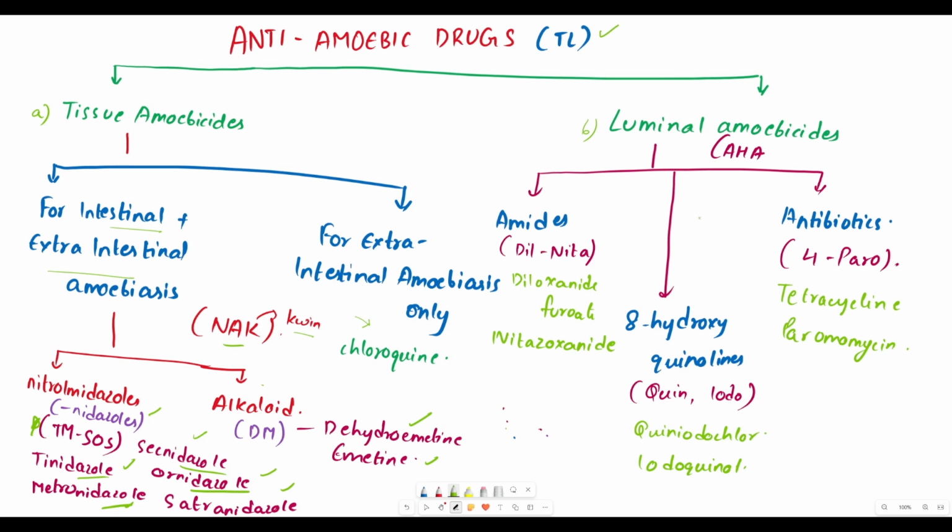And coming to the second class, that is luminal amoebicides, remember it as AHA to remember the subclasses, where A means it is amides, H means it is 8-hydroxyquinolines, and A means antibiotics. For the antibiotics, remember it as 4-paro, where 4 means it is tetracycline, paro means it is paromomycin. And for the 8-hydroxyquinolines, remember it as quin and iodo, where quin means it is quiniodochlor, iodo means it is iodoquinol. And for amides, remember it as dilnita, where dil means it is diloxanide furoate, nita means it is nitazoxanide. That's the complete classification. Now it fits with simple codes and tricks.